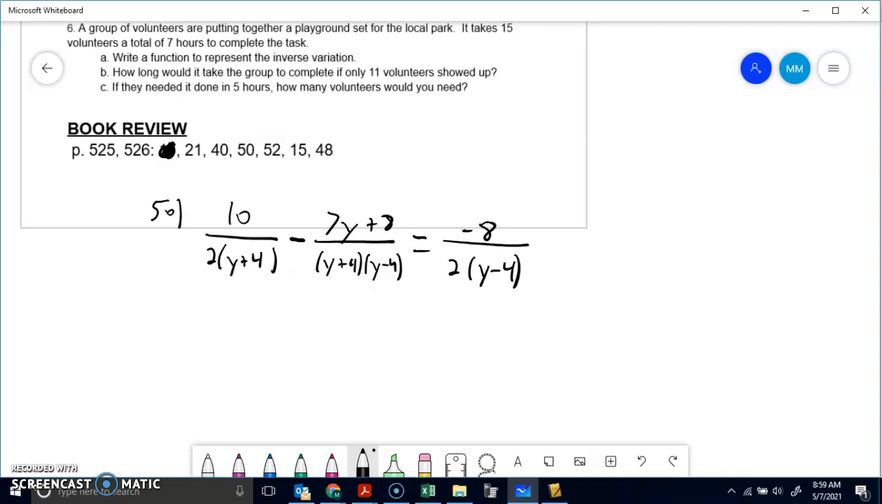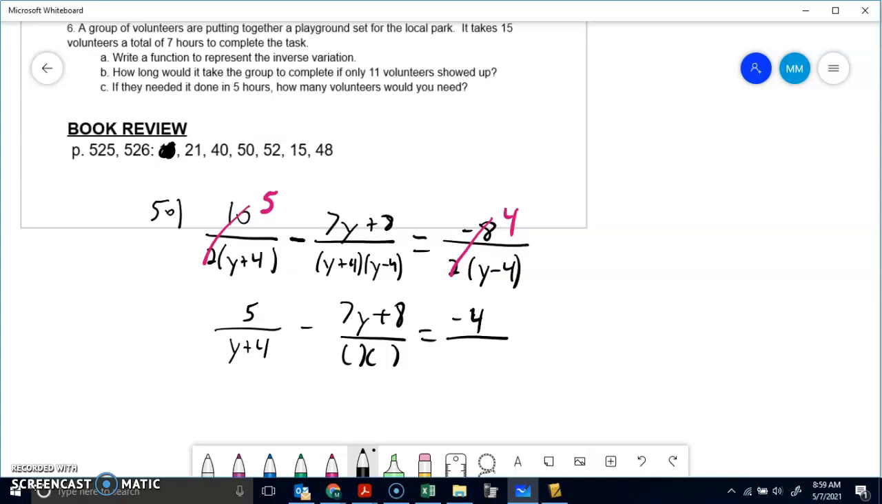Now you might say the common denominator is 2, y plus 4, and y minus 4, and I would say that it's not, because 10 divided by 2 reduces to 5. And 8 divided by 2 reduces to 4. So I can actually divide by 2 and just get rid of those 2's. So what I have is 5. I'm going to go ahead and take a moment to rewrite this. And then both parentheses in this denominator. And this would be negative 4, I'll subtract your negative there, over y minus 4.